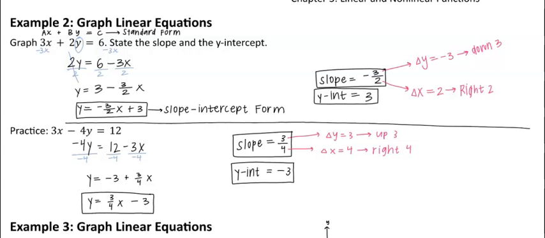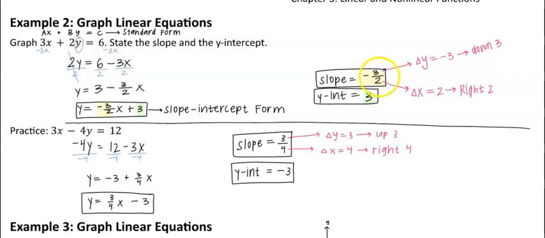Now, it's close to slope-intercept form, but in slope-intercept form, the x term comes first. So we have to just switch those two terms, put the negative 3 halves x first, and then the positive 3 second. That'll make sure that it's in slope-intercept form. Once it's in slope-intercept form, you should be able to pick out the slope is the m, and the y-intercept is the b value.